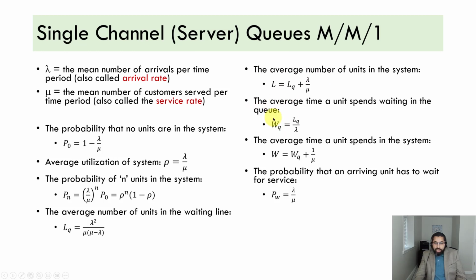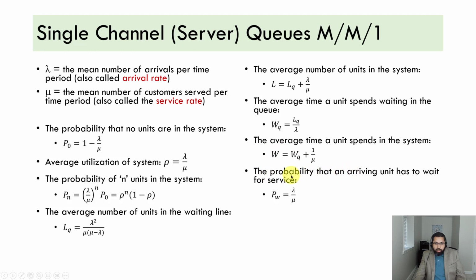We can also find the average time a customer waits in the queue, WQ, that's given by LQ over lambda. And then the average time a unit spends in the system is the time spent waiting, WQ, plus 1 over mu, which is the time spent being processed. So you wait, and then you get processed or served, and that is the total time W.